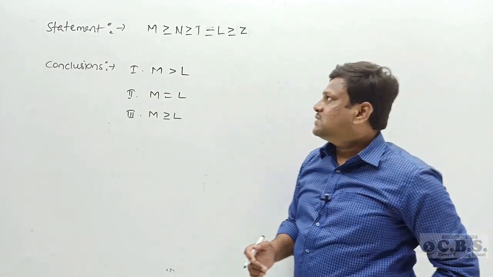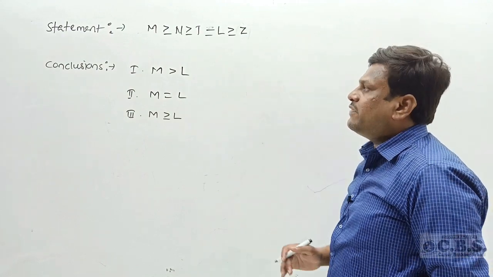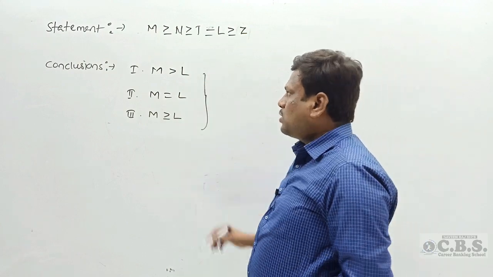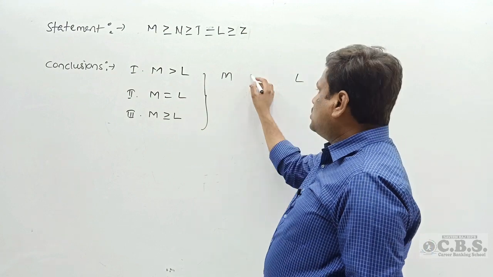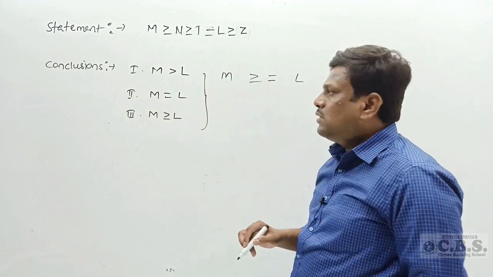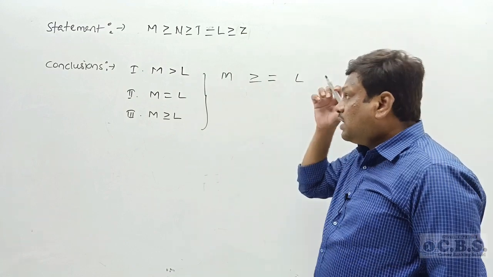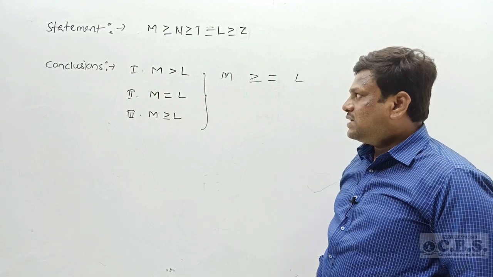So the statement has variables M, N, T, L, Z, and the conclusion variables are only M and L. Notice how many symbols lie between M and L: more than or equal to, and equal to. Here the 2000 note is missing between M and L, nothing but the more than symbol is missing.